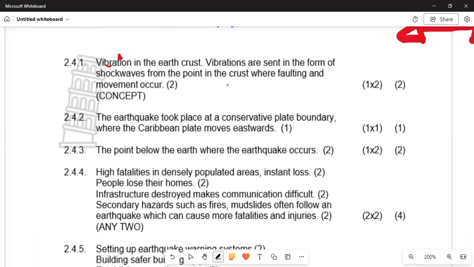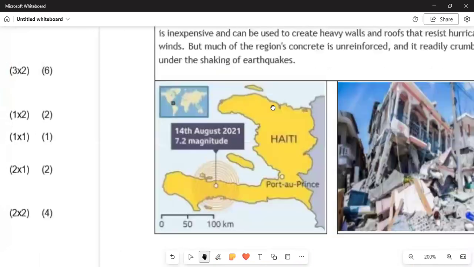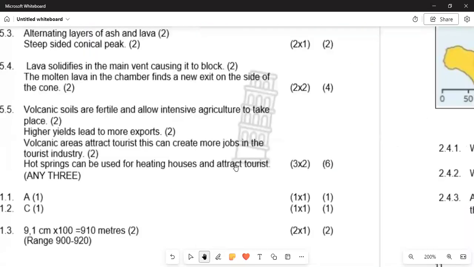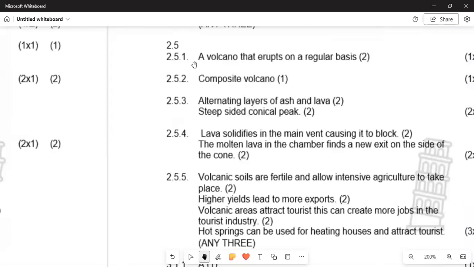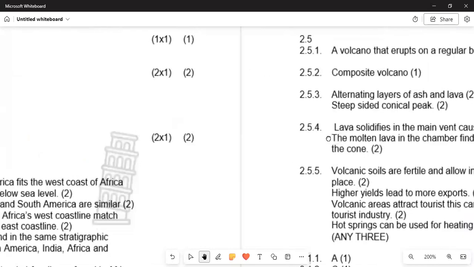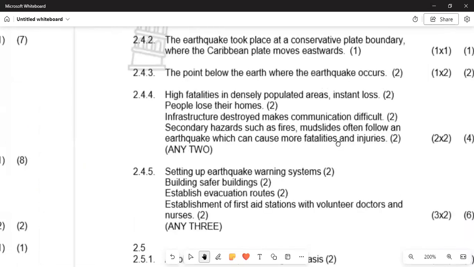Okay. And then for the last question, 2.4.3, according to the article, the focus was only 10 kilometers deep. Define the concept of the focus. So what is key here? It is the focus. We need to understand the definition so that we can get these marks. All right, moving on, the focus of an earthquake is the point below the earth's surface where the earthquake occurs. We are saying that it is called the focus.